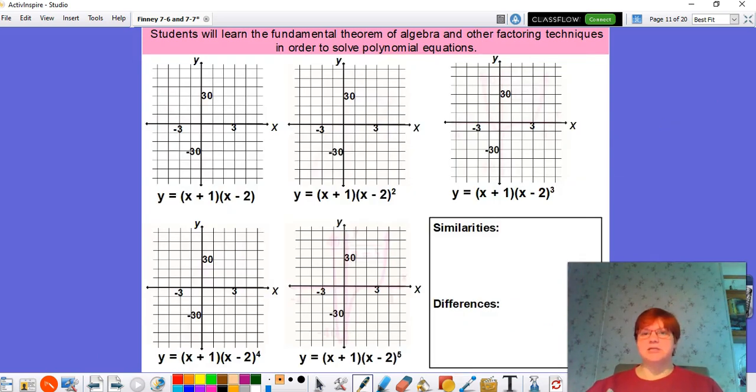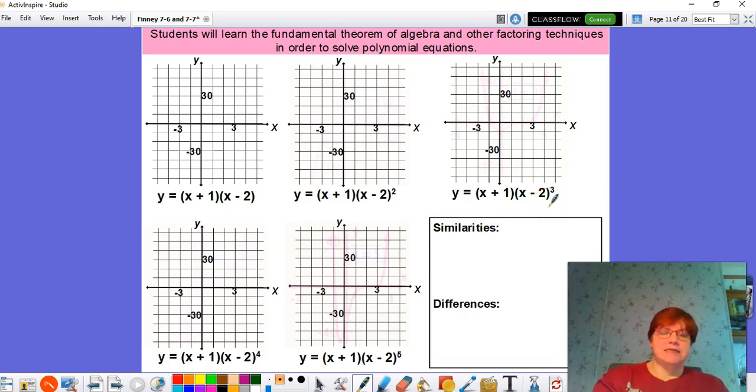So what I'm going to ask you to do is pause the video, and we're going to meet after the pause, okay? I'm going to ask you to graph these 5. Sketch them on a piece of paper. Write what their zeros are, and write what the degree is. Now remember how we calculate degree.